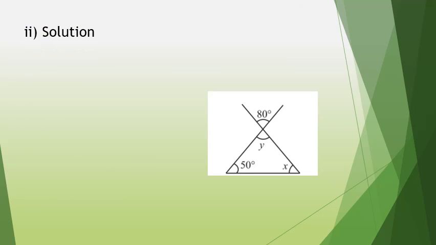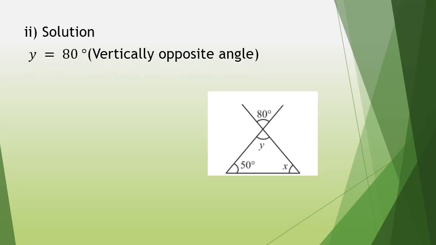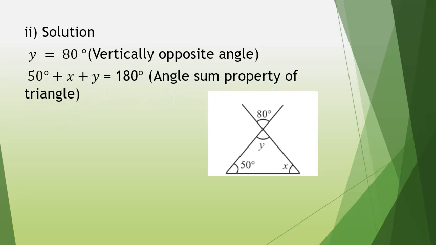Our next question, question number 2. y equal to 80 degree by vertically opposite angles. 80 degree and y are the vertically opposite angles. Now we got two angles of the triangle and we can find the third angle easily by using angle sum property of triangle. Now 50 plus x plus y equal to 180 degree by angle sum property of triangle.